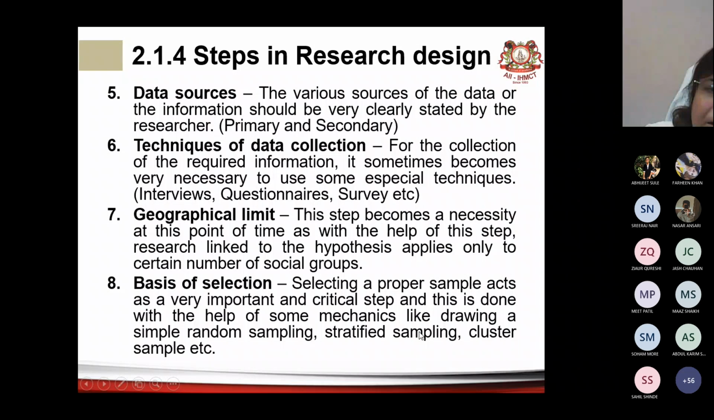Data sources: the various sources of the data, the information, primary, secondary, we have already discussed. Primary and secondary are the sources. Techniques of data collection: for the collection of the required information, it sometimes becomes very necessary to use some special techniques. Now, what are these techniques? As I told you, interview, face-to-face interview, telephonic interview, virtual questionnaires, just sending the questionnaires digitally. That is what you all are going to do through Google Form.